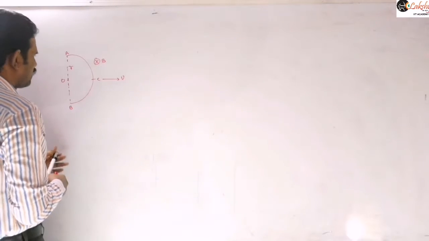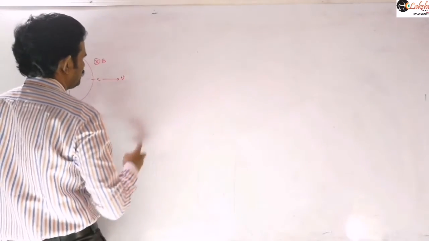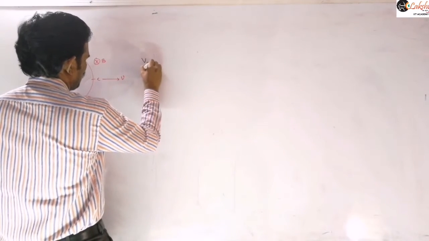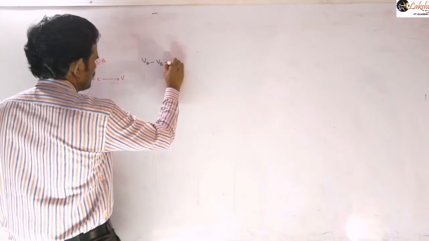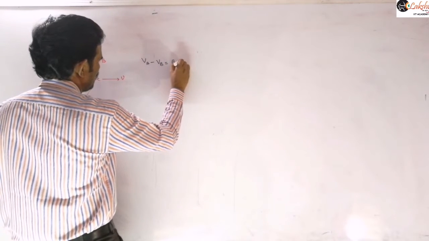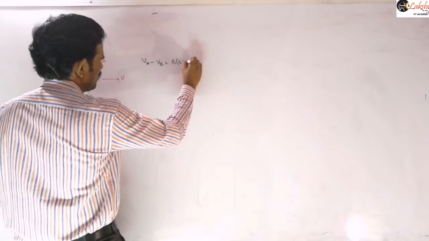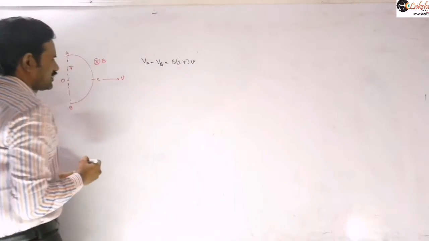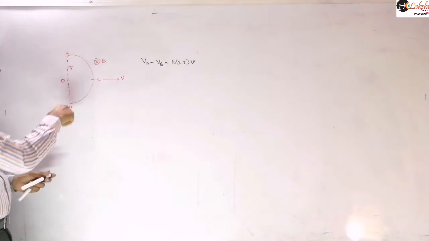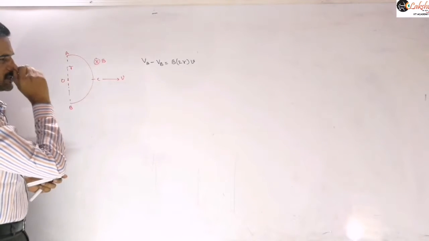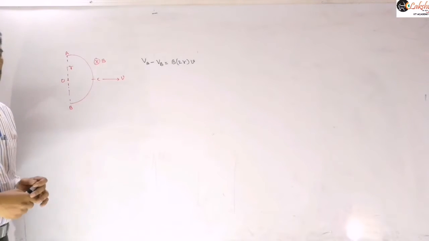And so VA minus VB is equal to BLV sin theta, the formula. So here B into L, which is 2R, into V, and that sin theta value will be 90 degrees. Is it clear? We are replacing this curved conductor by a straight wire, and that straight wire length we are taking as 2R.